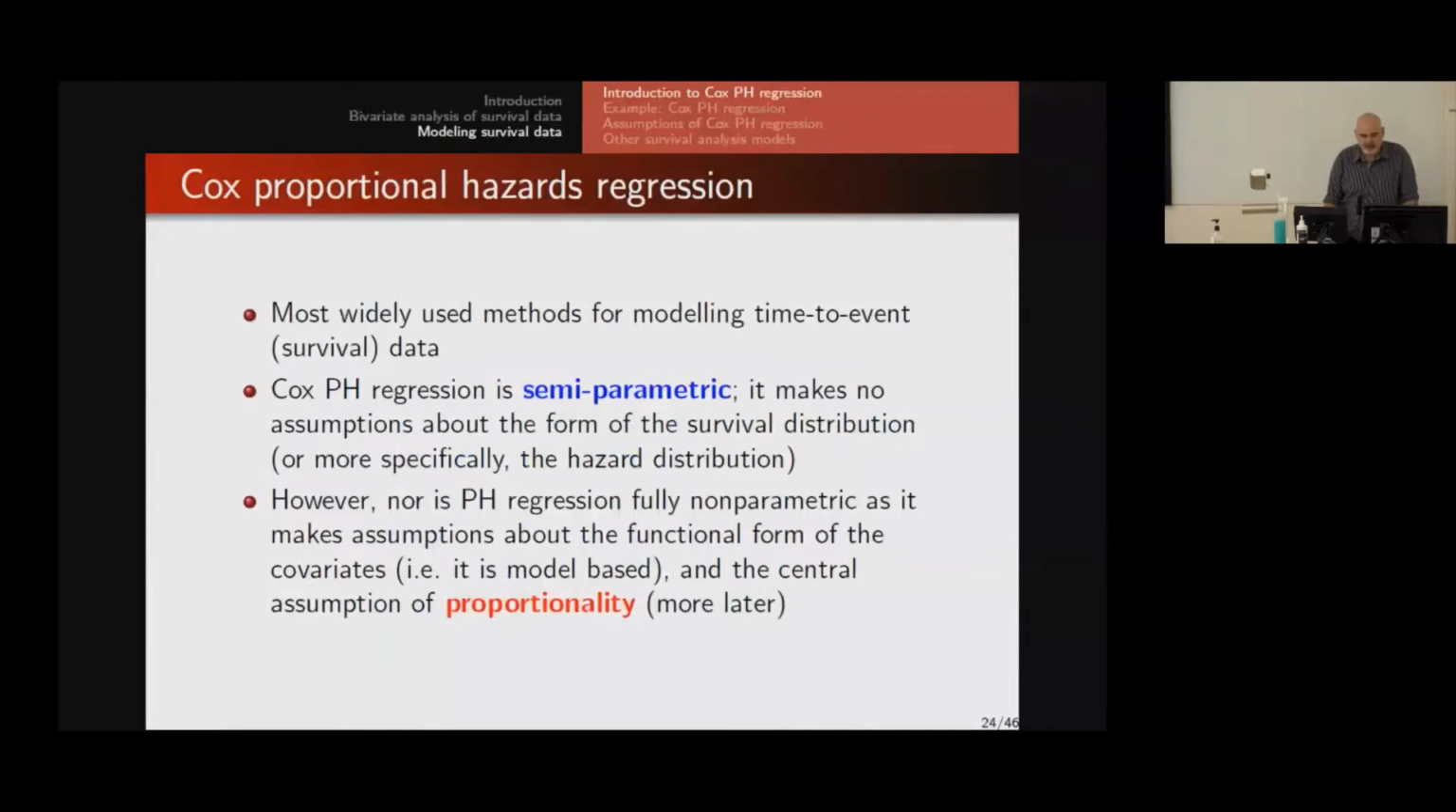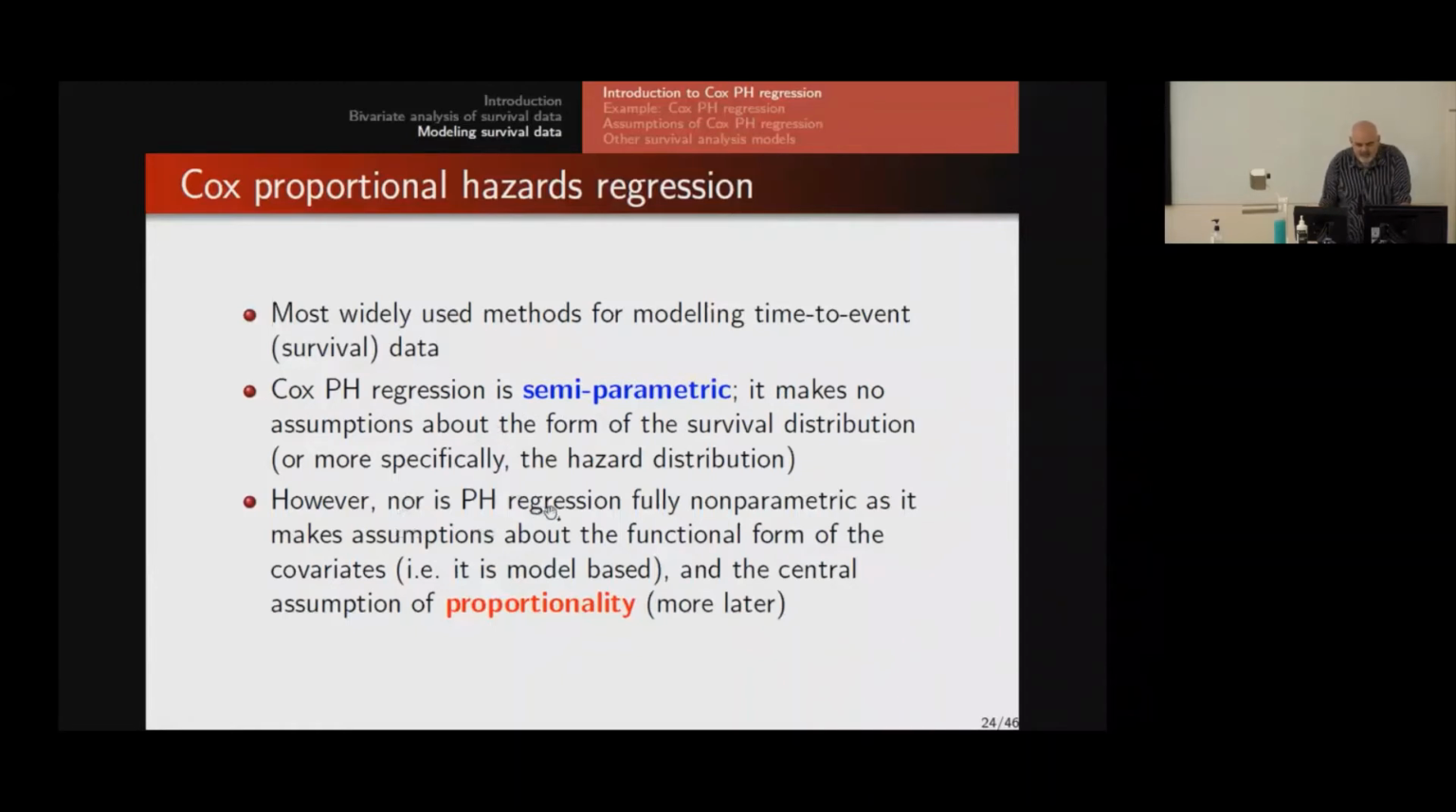Okay, so Cox proportional hazard regression is the most widely used method for modelling time to event data. The log rank test is very common too, but that's not modelling. That's a classical bivariate test. Cox proportional hazard regression is an example of a semi-parametric method. Okay, now why is it semi-parametric? First, it makes no assumptions about the form of the survival distribution. So it is distribution free, okay?